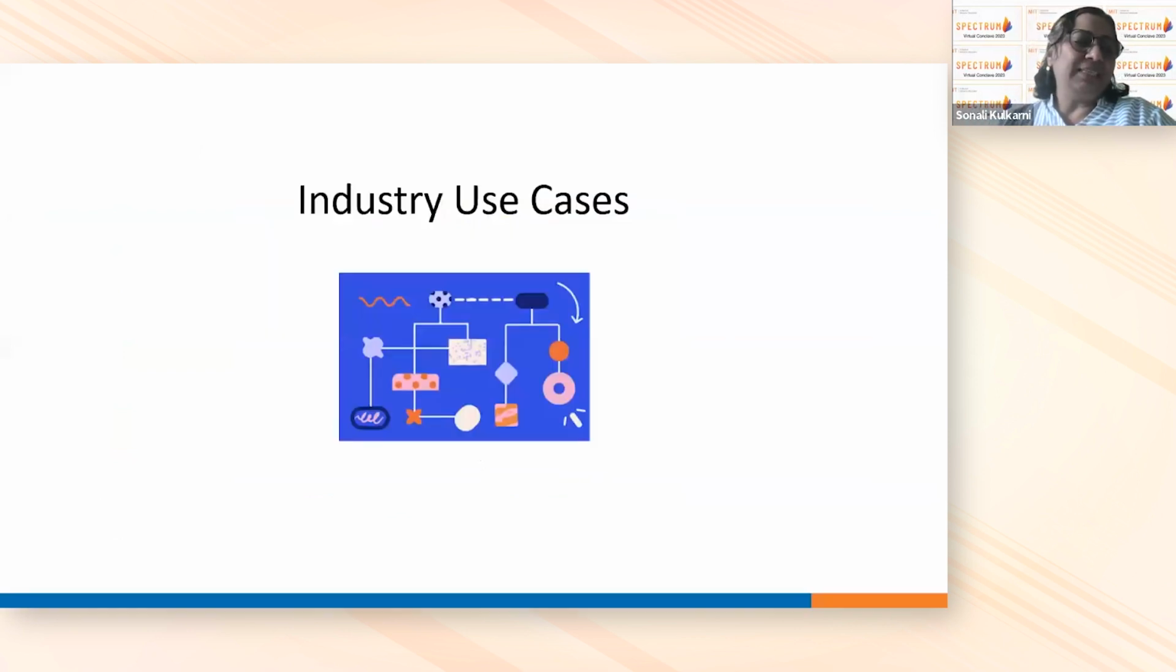All right. As I said, the focus of this session is on industry use cases. So I won't be able to talk much about the other use cases today, but we'll definitely try to have one more session wherein I'll be talking about the democratization of data science.